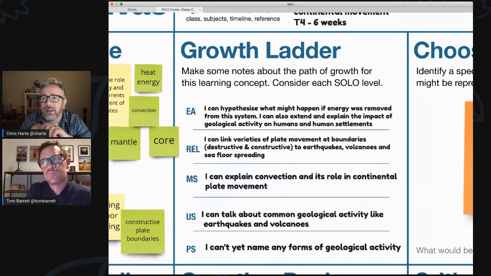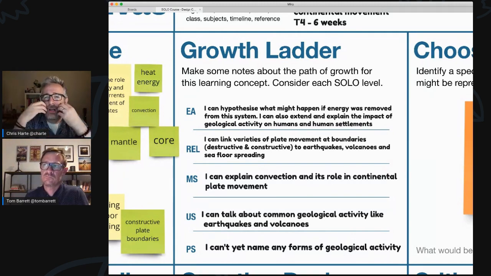And then my extended abstract, as I said, is, I can hypothesize what might happen if energy was removed from the system. Like all volcanoes would stop if the energy was removed from the system. Or I could extend and explain the impact of geological activity on humans and human settlements. And while I criticized multi-stacking, this was the point we made when we were talking about growth ladders: once you get to the extended abstract, there are several possible extended abstract pathways.